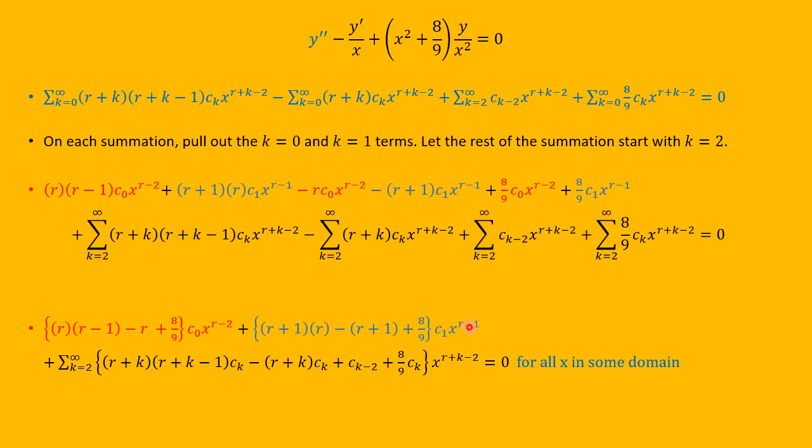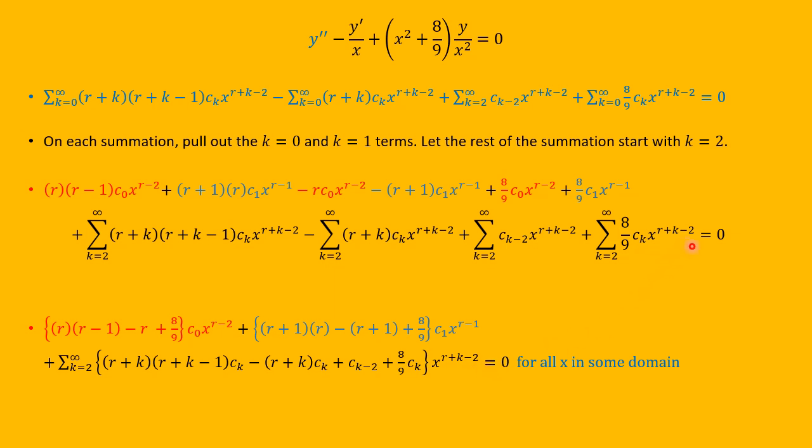And then, since all of these sums go from k equals 2 to infinity, and they all have the same representation of the power of x here, we can easily combine these together as a sum. k goes from 2 to infinity of this stuff right here times ck, which is right here, minus this stuff right here, plus this stuff, which is just a c sub k minus 2, plus this 8/9 c sub k, all multiplied by that common factor of x to the r plus k minus 2.